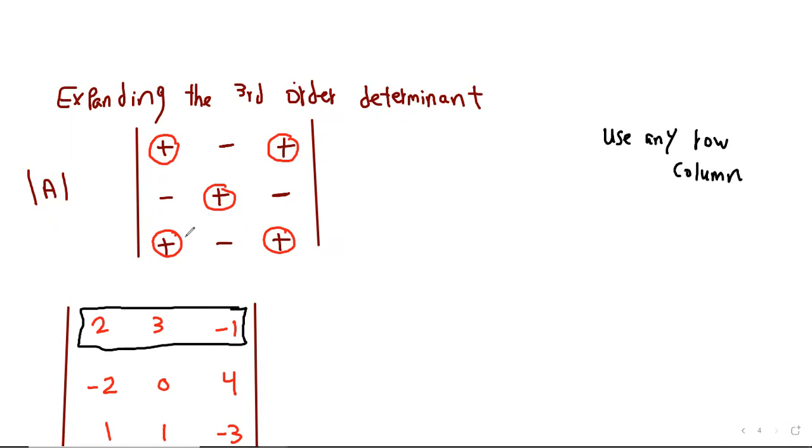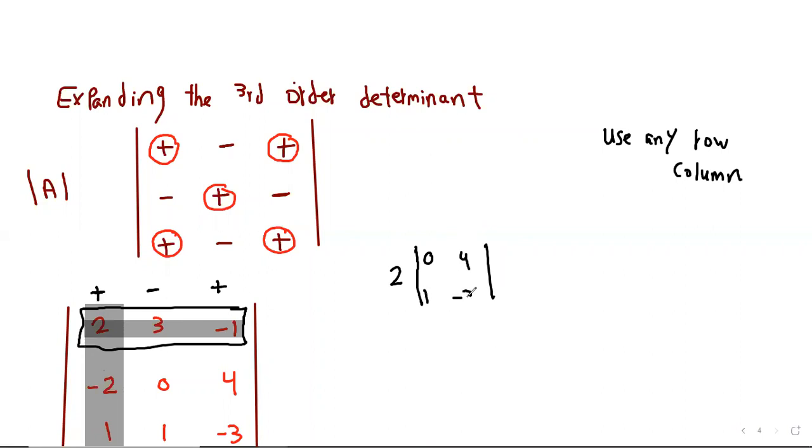Okay, so here, if I'm going to take the first row, look at the sign here, plus, minus, plus. Here's the sign. And then write 2 multiplied by the determinant of the second order. Hide the row and hide the column which 2 lies in. So we're going to hide the row and hide the column. Then you are left with a determinant of second order, 0, 4, 1, -3.